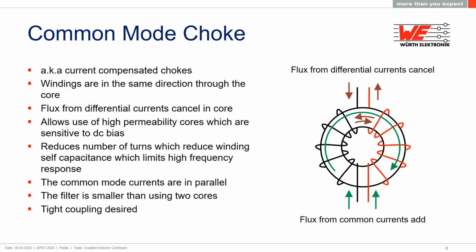This is important because in this type of inductor, you want to use high permeability core to get the most inductance for the fewest number of turns. The trouble with those materials is they tend to be sensitive to DC bias. Since the differential currents cancel, this is not a problem.